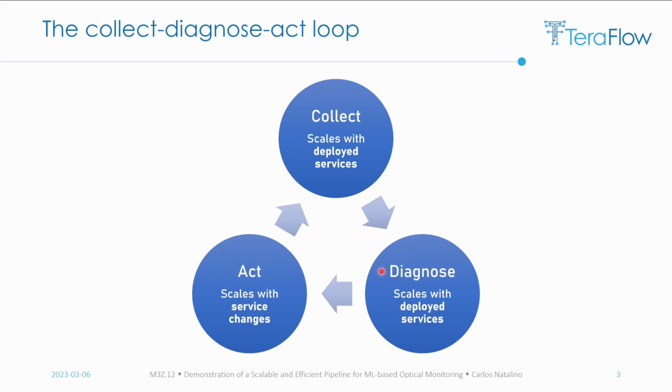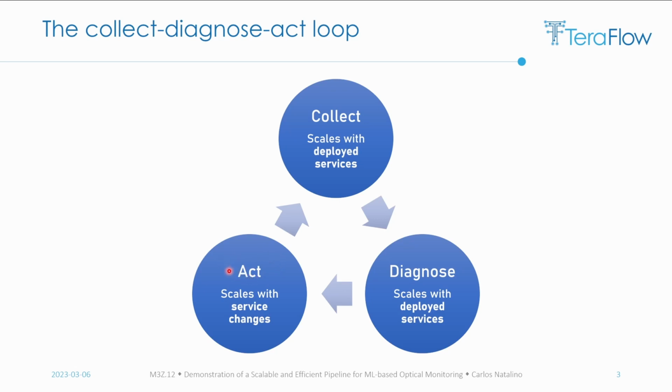For instance, in the diagnose step we can run anomaly detection, quality of transmission estimation, and quality of transmission prediction. We can also have physical layer attack detection, and several different kinds of algorithms may be running in this diagnosis step with the objective of making sense of the collected data and giving input to the act step. That is the step where you make changes to your infrastructure.